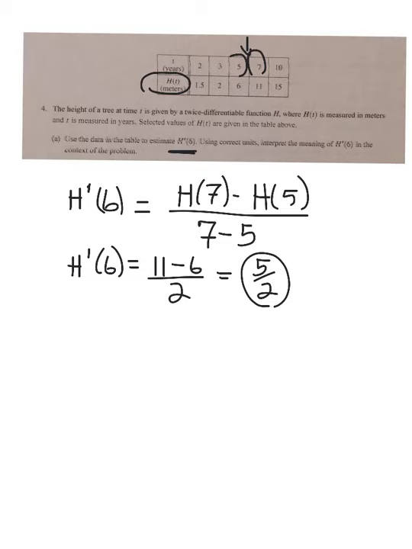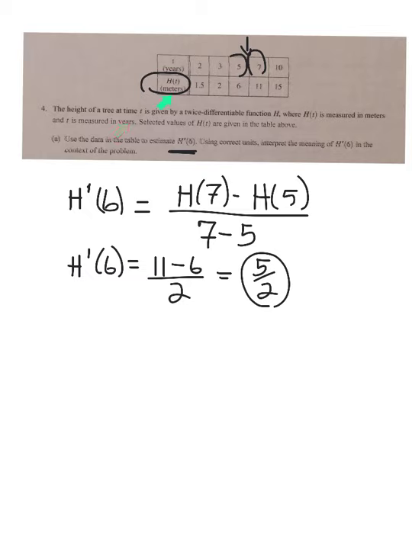Now let's read the second part of this, because not only does it ask you to find h prime of 6, but it says, using correct units, interpret the meaning of this. So what does 5/2 mean in context of the problem? Okay, well, hopefully you've read this, and they were talking about the height of a tree at time t. And it is measured in meters, and t is measured in years.